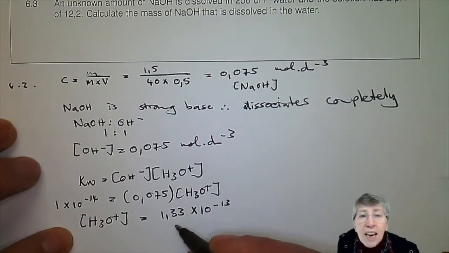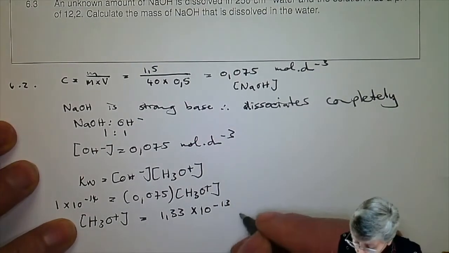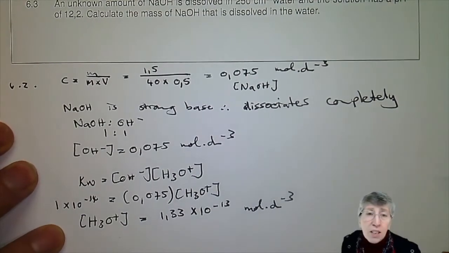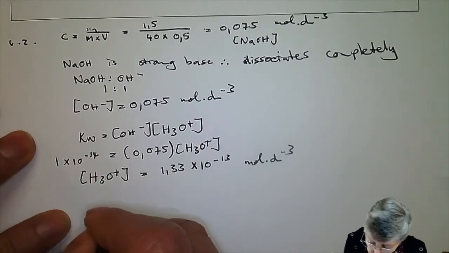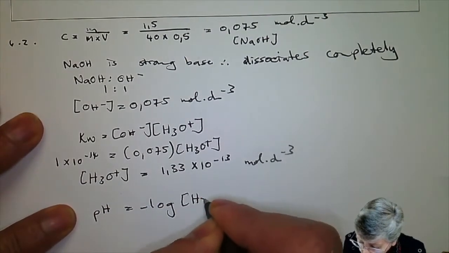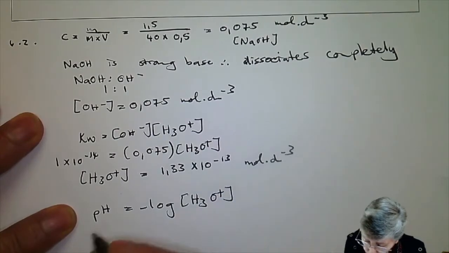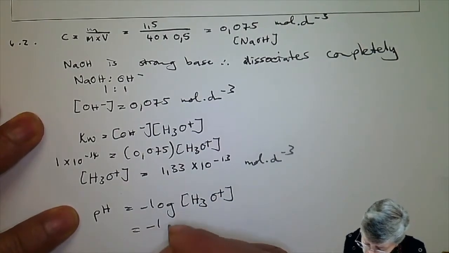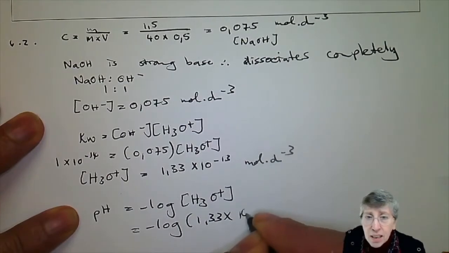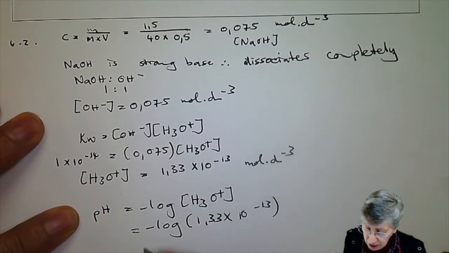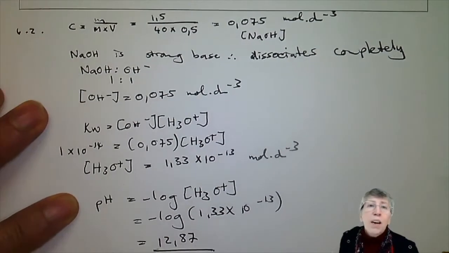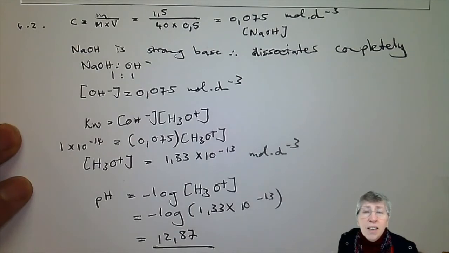And remember, pH doesn't have a unit, but concentration does. Mole per cube decimeters, right? And then I can put it into my pH calculation. Negative the log of the H3O plus concentration, and that is negative the log of 1.33 times 10 to the minus 13, and I end up with 12.87. Right.